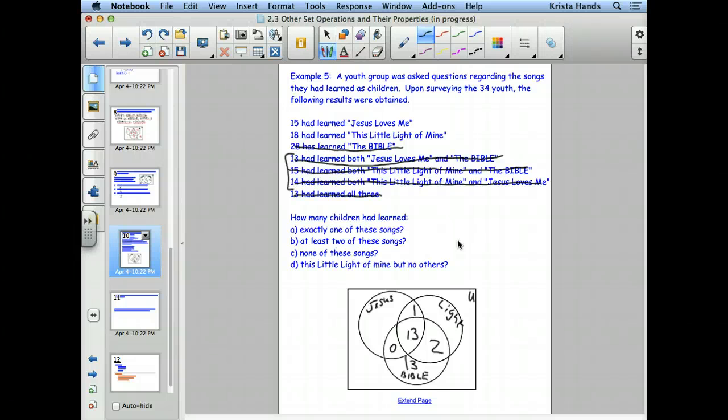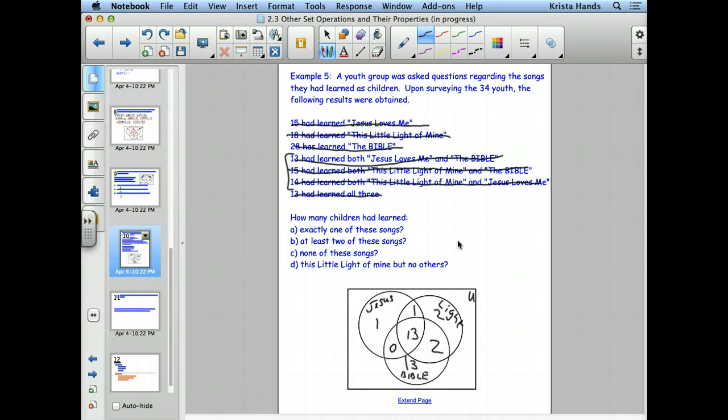18 learned This Little Light of Mine. So I need 2 more out here to make that 18. And then 15 had learned Jesus Loves Me. I just need 1 more on the outside over here. And what's missing? The part that's on the outside, right, of you.